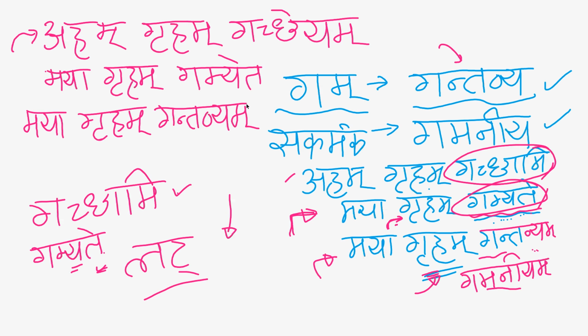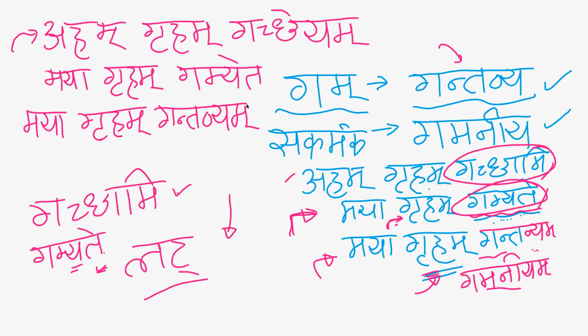Maya graham gantavyam bhavishyati, in bhavishyat kala, shvaha athava parasmin dine, maya griham gantavyam bhavishyati, maya nagaram gantavyam bhavishyati, maya bharatam gantavyam bhavishyati agrima samvatsare. So like this, maya griham gantavyam bhavishyati. The house will be, it's not will be actually, it will become, it is supposed to be reached by me sometime in the future.